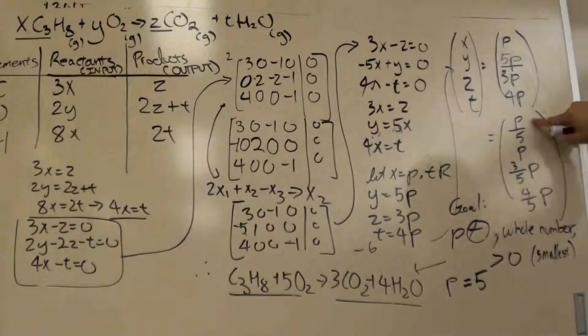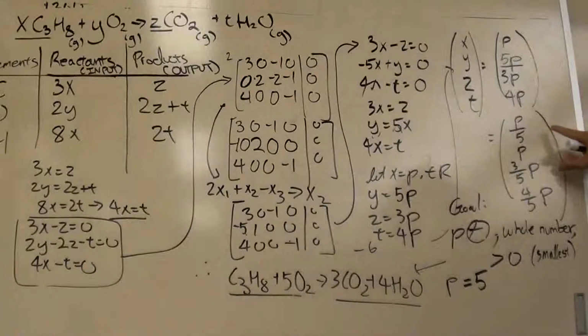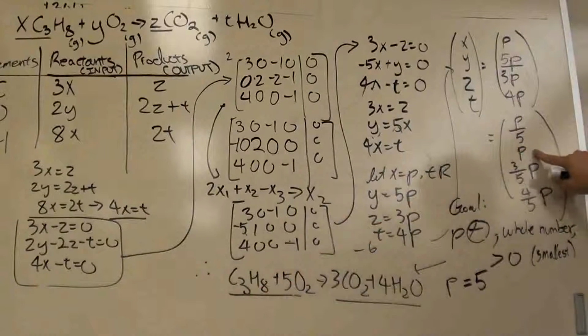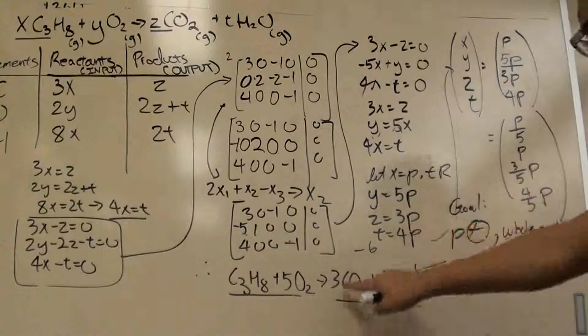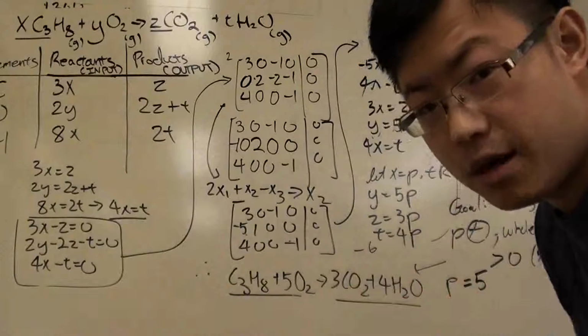But again, we're using this now, not this. So because of that, the first one, x, is P divided by 5. We said P must be 5 for this case, so 5 divided by 5 is 1. P is going to be 5. 3 over 5 times 5 is 3, right? 5 cancels out, so it's going to be 3. 4 over 5 times 5 is 4. So you still get the same answer.